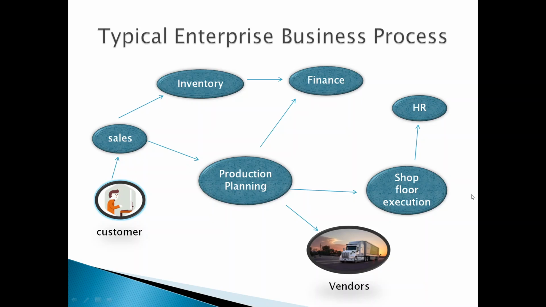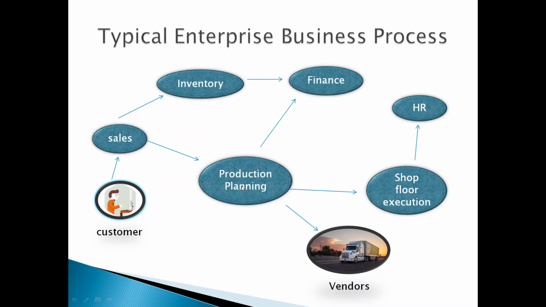Now, the client contacts the sales team to check the availability of the product. The sales team approaches the inventory department to check for the availability of the product. In case the product is out of stock, the sales team approaches the production planning department to manufacture the product.